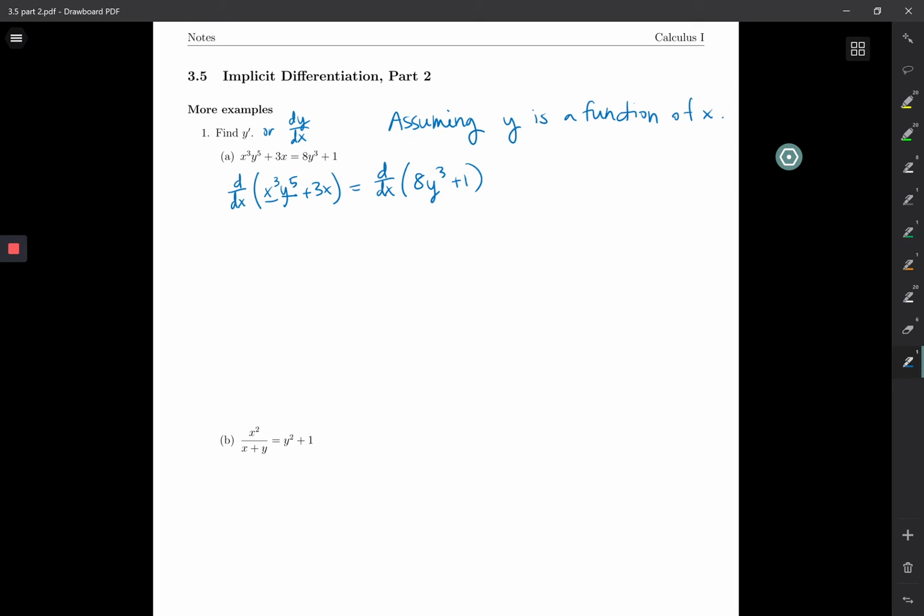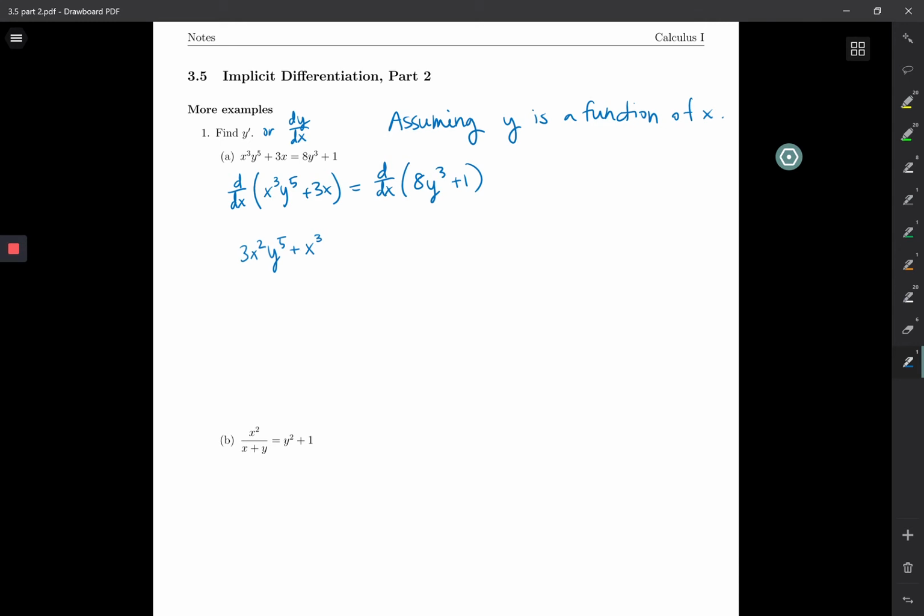Okay. So then we're going to have to use the product rule because it's a product of two functions. Now we're taking the derivative, so we can drop the d over dx in this step. So we start by taking the derivative of the first one, that is 3x squared, and then we multiply that by the second function, so we just leave that one alone. And then we add x cubed times the derivative of y to the fifth.